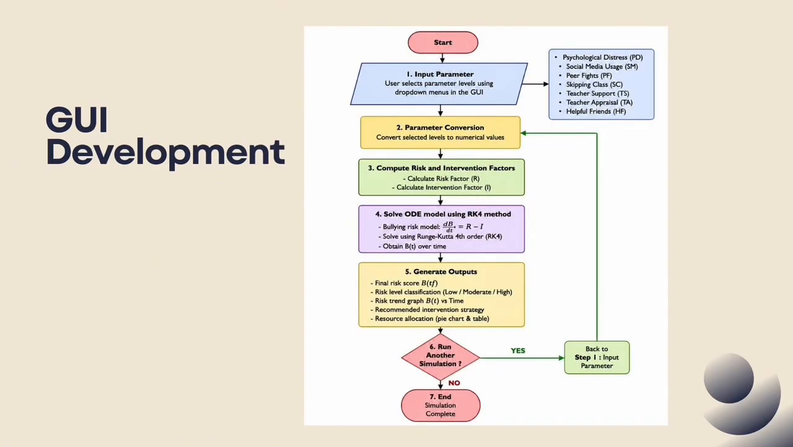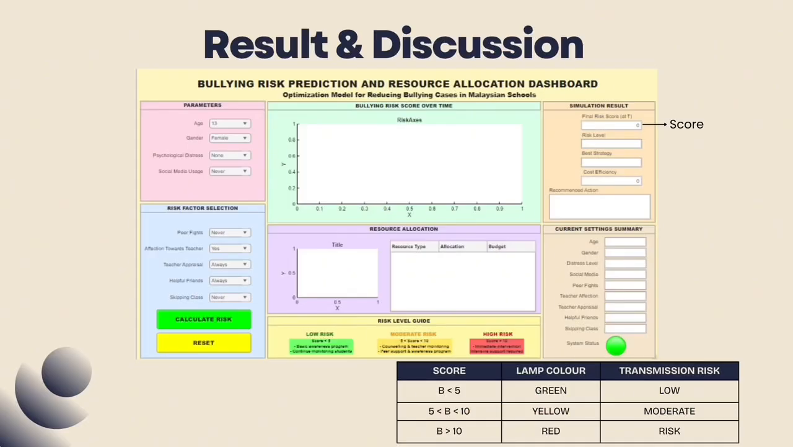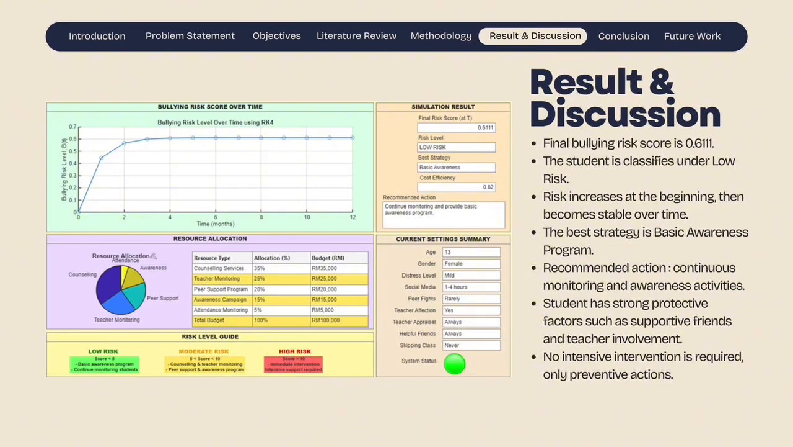Next is GUI development. The MATLAB App Designer dashboard was developed to allow users to input student risk factors and intervention factors. The system automatically calculates the bullying risk score and provides the predicted risk category. Next is risk classification. The risk level is classified into 3 categories based on the final score. A score below 5 represents low risk, a score between 5 and 10 represents moderate risk, and a score above 10 represents high risk. We move to the results and discussion.